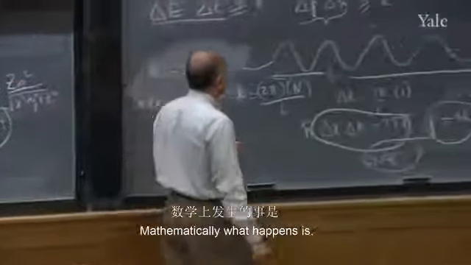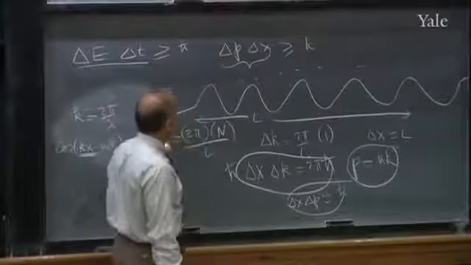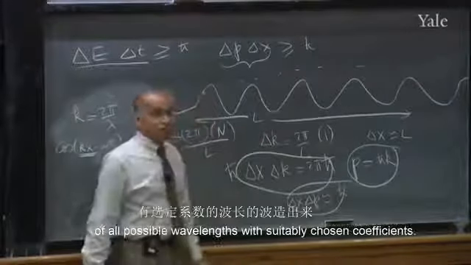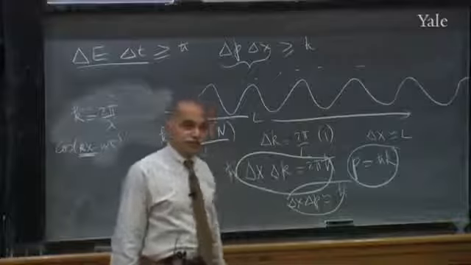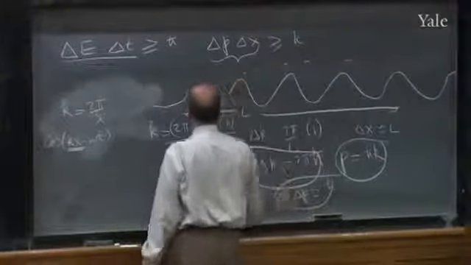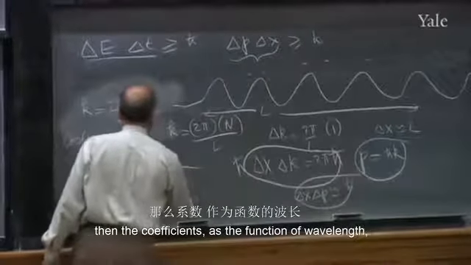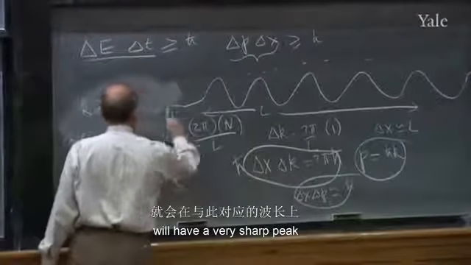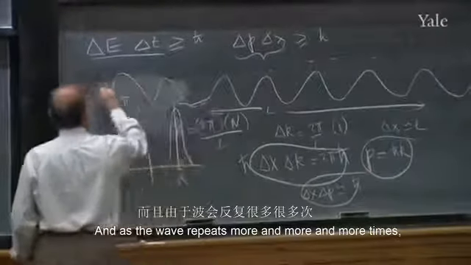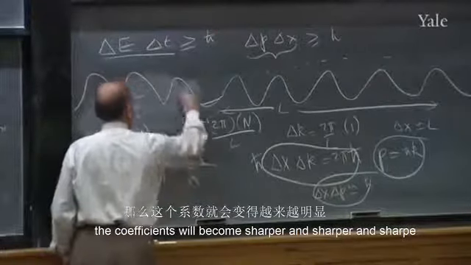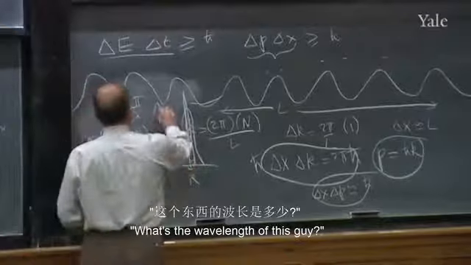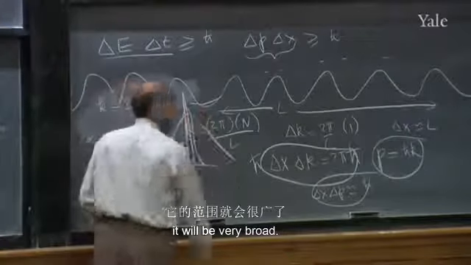Mathematically, there's a mathematical theorem that says any function you write down can be built out of waves of all possible wavelengths with suitably chosen coefficients. If your wave has an almost well-defined wavelength, then the coefficients as a function of wavelength will have a very sharp peak at the corresponding wavelength. And as the wave repeats more and more times, the coefficients will become sharper and sharper. And as the wave becomes very small, if you ask what's the wavelength of this guy, it'll be very broad.